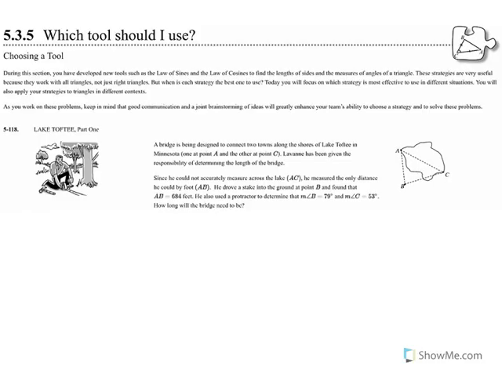Okay, so this is 5.3.5. It says, during this section, you have developed new tools such as the law of sines and law of cosines to find the lengths of sides and measures of angles of a triangle. These strategies are very useful because they work with all triangles, not just right triangles. So that's really why we did this.